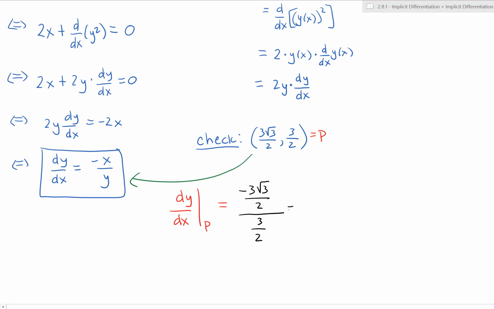So what is this the same as saying? Negative 3 root 3 over 2 times 2/3. 2's cancel, 3's cancel, negative root 3. Exactly what we had found earlier, but remember earlier how much algebra and arithmetic was involved, and we had to differentiate two different functions and all this stuff. And so that's just our first example of applying the process of implicit differentiation.